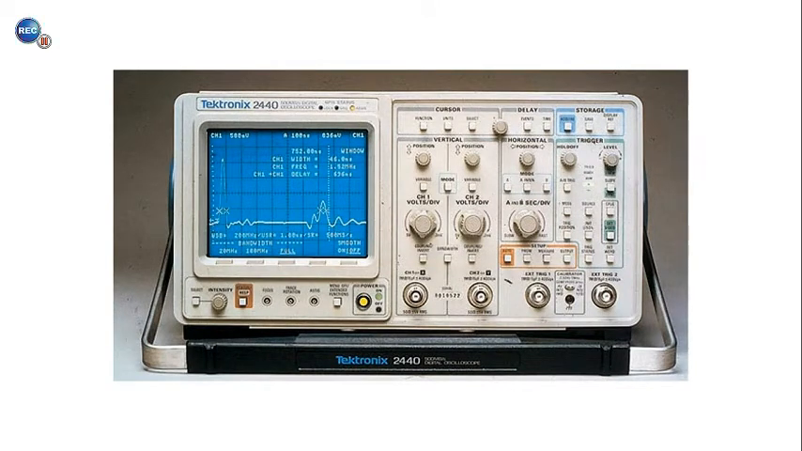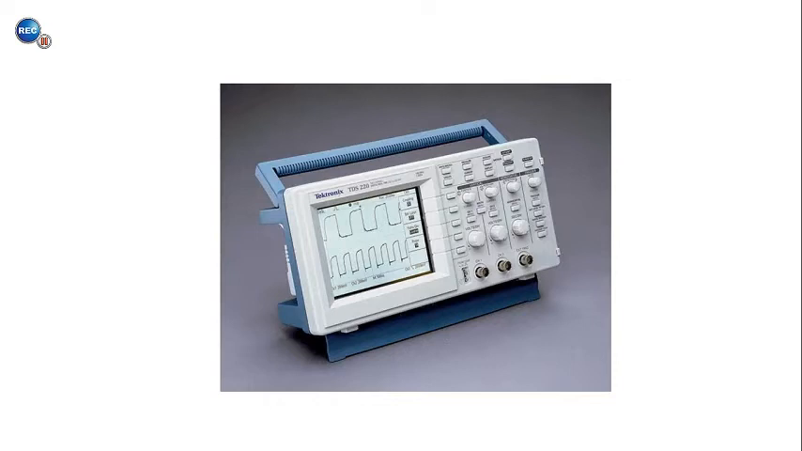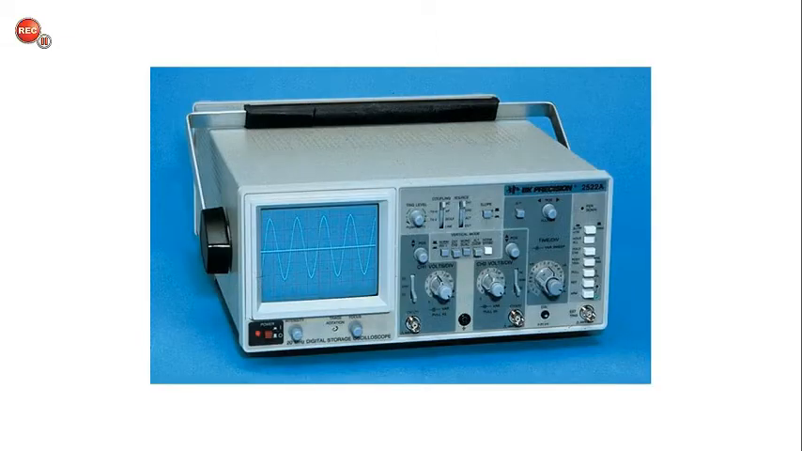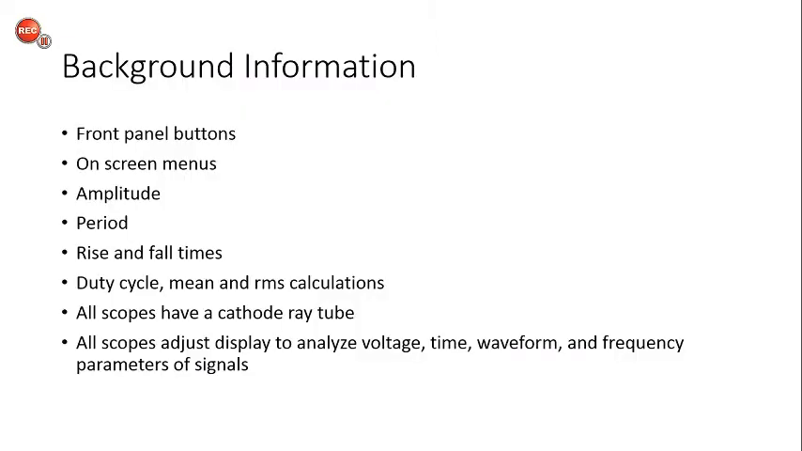Notice there are many panel buttons, knobs, and things like that. There's also on-screen menus that we can cycle through and access. This is a picture of an oscilloscope that we actually have in the lab. It's by Tektronix. Several more here. So lots of front panel buttons. We'll see what some of those do. There's also on-screen menus that we can navigate through.